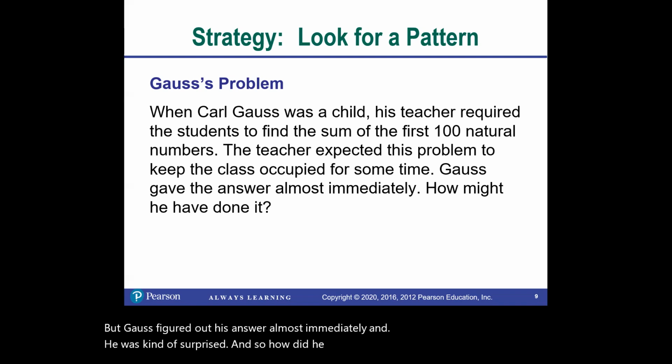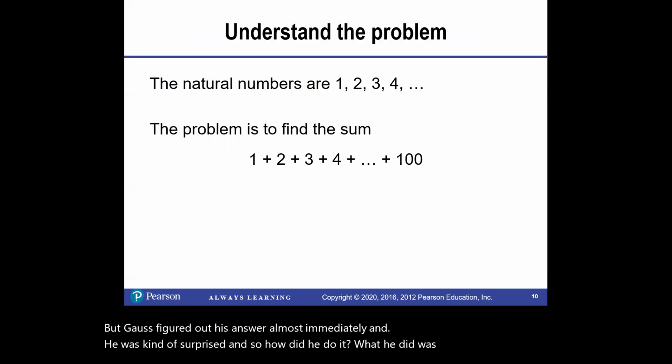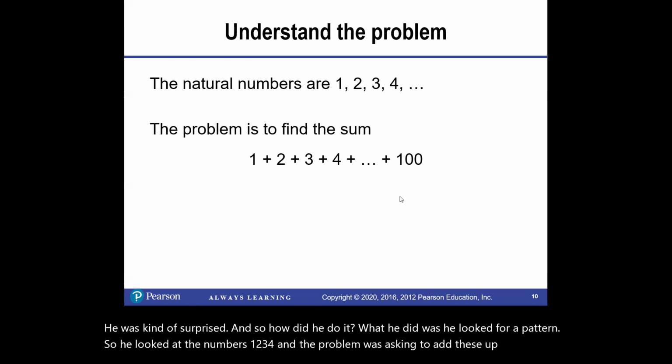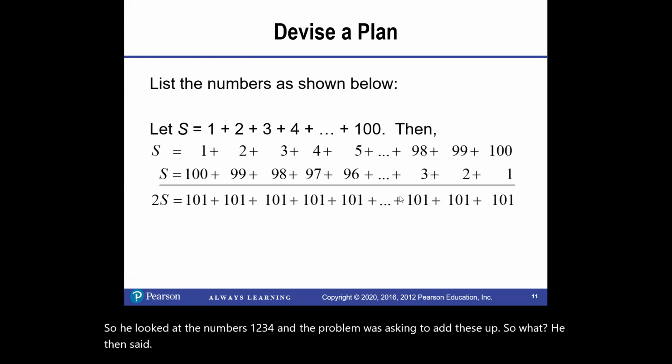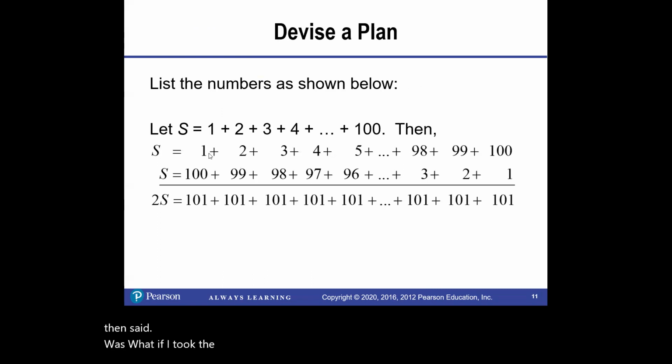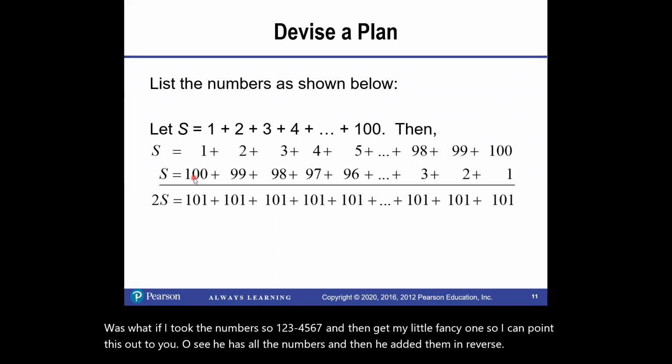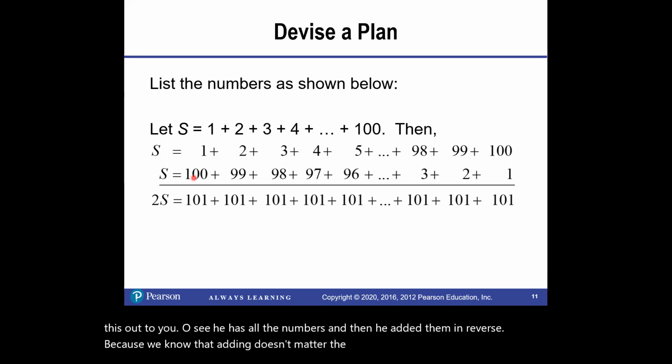And so how did he do it? What he did was he looked for a pattern. So he looked at the numbers, 1, 2, 3, 4. And the problem was asking to add these up. So what he then said was, what if I took the numbers, so 1, 2, 3, 4, 5, 6, 7, let me get my little fancy wand so I can point this out to you. So see, he has all the numbers, and then he added them in reverse. Because we know that adding doesn't matter the order in which you do it.